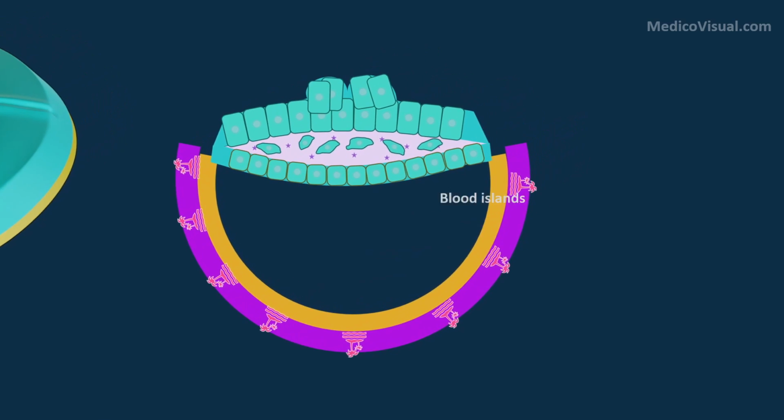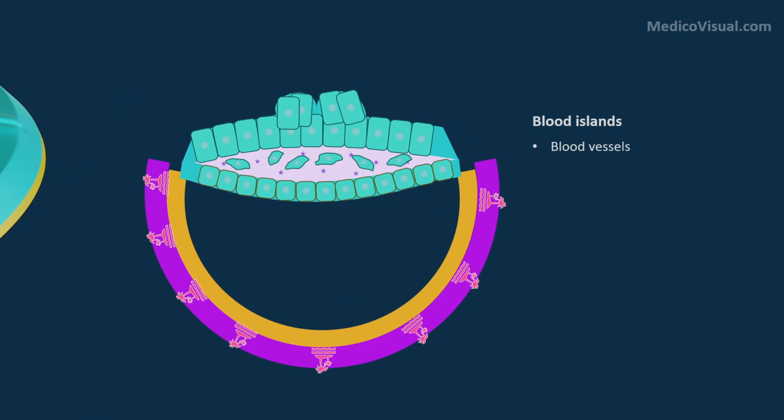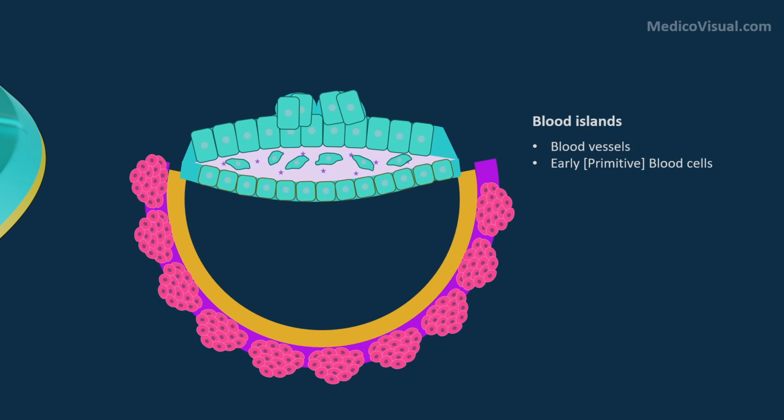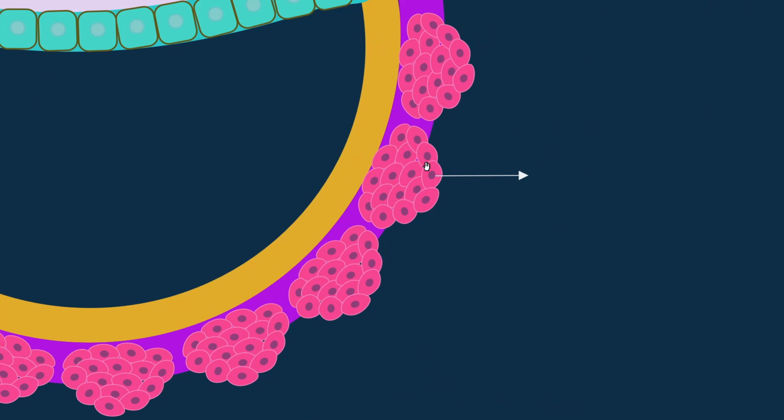Now these blood islands result in the formation of blood vessels as well as early or primitive blood cells. Now what are these blood islands? Of course they are not actual islands, so what are they? Basically, these blood islands are solid aggregates or clusters of a special type of cells. So here you can see that this is a single blood island. It is a clump, cluster, or solid aggregate of these small tiny cells.